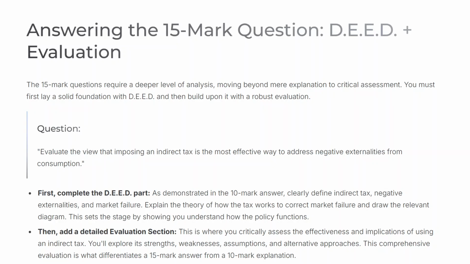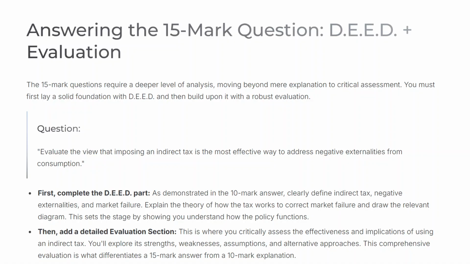Definitions. Start by defining all the key terms in the question. Here, you would define indirect tax and market failure or demerit good. This immediately shows the examiner you understand the basics. Explanation. This is the main body of your answer. Explain the theory step by step. Explain that the government might impose a tax to correct a negative externality or to discourage consumption of a demerit good. Explain how the tax works by increasing the cost of production.